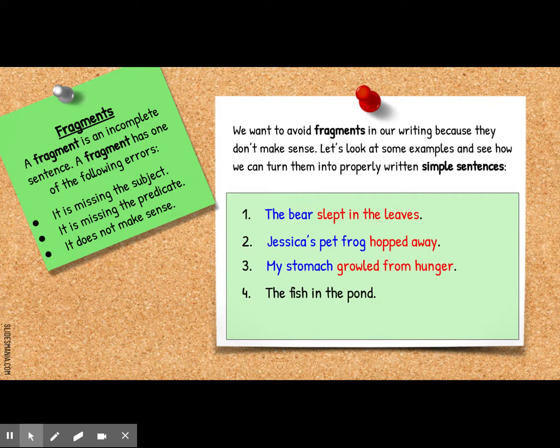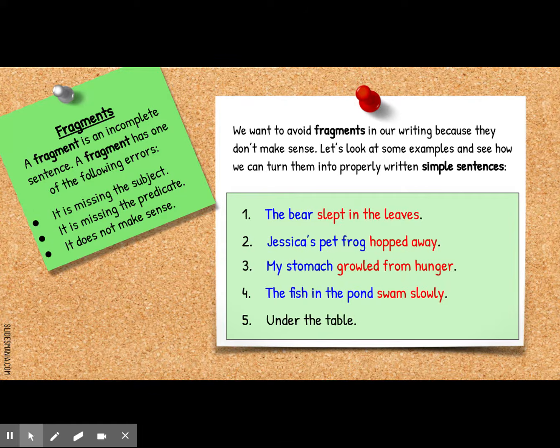Number 4, the fish in the pond. This is a tricky example because it looks long enough to be a simple sentence. However, we're missing the predicate. What is the fish in the pond doing? Oh, the fish in the pond swam slowly.